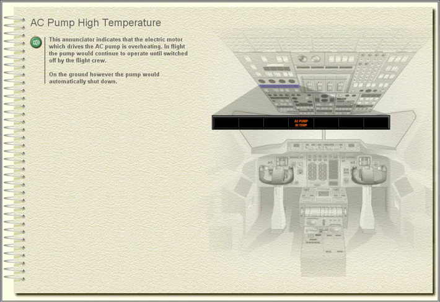AC pump high temperature. This annunciator indicates that the electric motor which drives the AC pump is overheating. In flight, the pump would continue to operate until switched off by the flight crew. On the ground, however, the pump would automatically shut down.